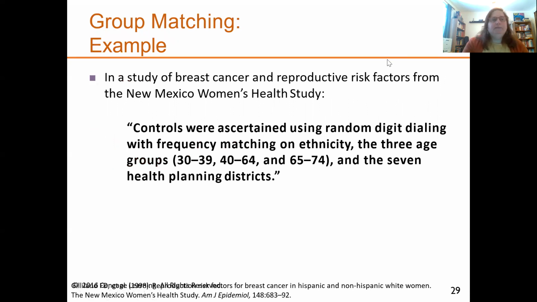Let's talk through an example. In a study of breast cancer and reproductive risk factors from the New Mexico Women's Health Study, controls were ascertained using random digit dialing with frequency matching on ethnicity, the three age groups, 30 to 39, 40 to 64, 65 to 74, and the 7 health planning districts. Okay, so we're just making sure that we're matching generally on these characteristics, but we're not doing an individual match by match. Okay.